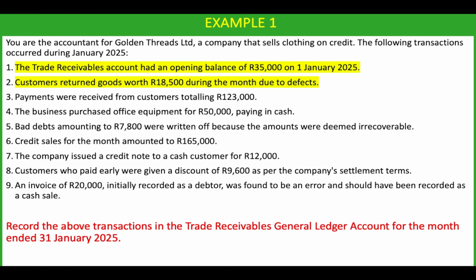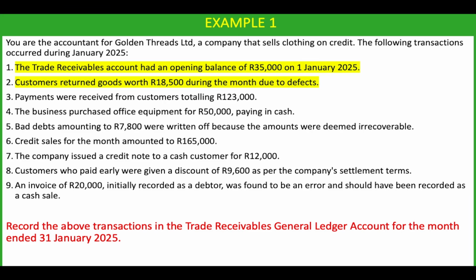Again, these are customers who owed us money. They bought from us on credit, but they have paid us this amount, 123,000 rand. And so we're going to put it on the credit side. Why is that? Well, because that's reducing how much we are owed by our trade receivables or by our debtors. Whenever they pay us money, we put it on the credit side, which reduces how much we are owed by our debtors. So we're going to put 123,000 rand on the credit side.